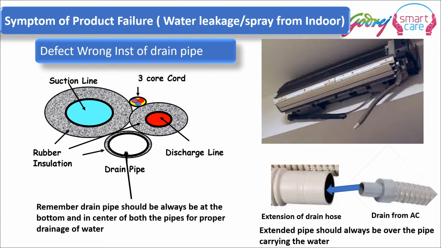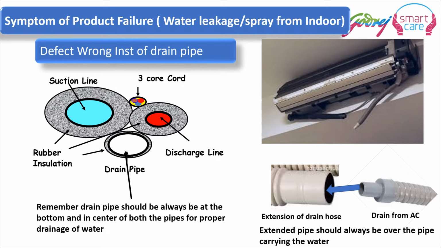The drain pipe at the bottom, the suction line and the discharge line at almost the same level, and on top of these two pipes we will lay the electrical wire. Now the drain pipe is given at the bottom so that by gravity the water can easily enter the drain pipe and it can easily move from indoor unit to outside the room or outside the enclosure, and it can drain outside easily.